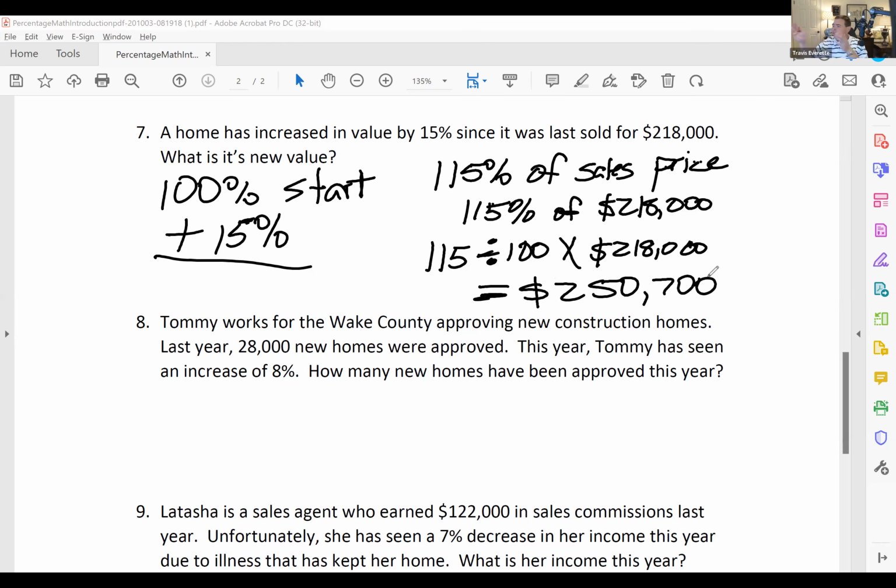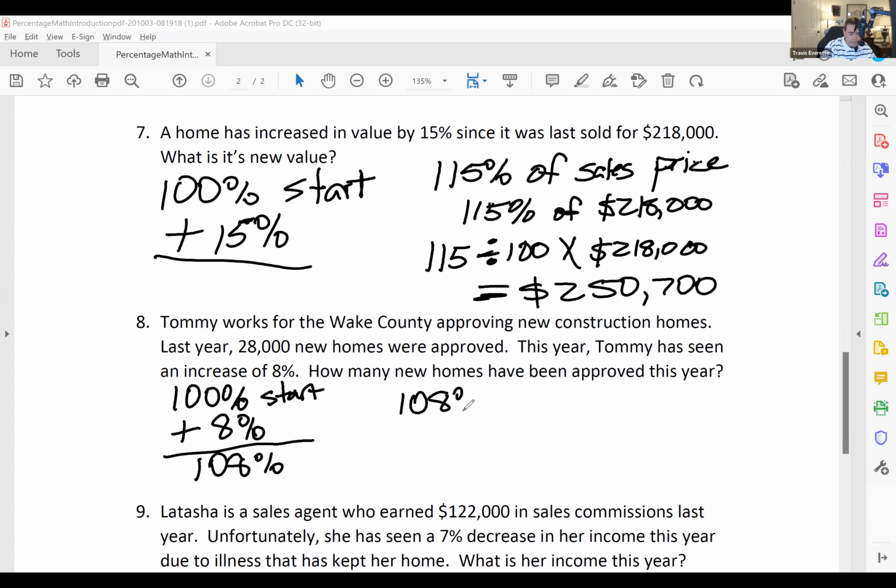Well, again, whenever you see that word increase or decrease with percentages, you have to ask yourself, what was my starting point? Remember, starting point is always the same place with percentages. We always start at 100%. So we plus 8%, just add them together. That's 108% of what it did last year, which is 28,000 new homes last year.